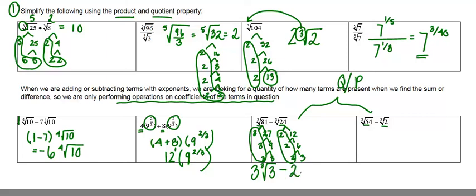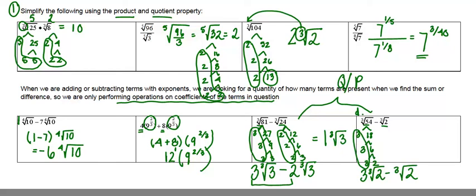And I can break down 24. I have 2 and 12, 2 and 6, and then 2 and 3. So I have one group of 2's. And keep in mind that we're subtracting. So I'm going to say minus 2 times the cubed root of 3. Now remember, we're only working with our coefficients. So 3 minus 2 is going to give me a final answer of 1 times the cubed root of 3. And that's going to be my final answer.